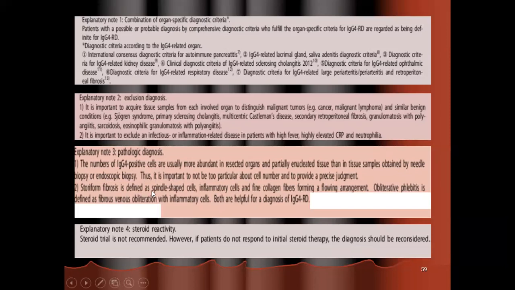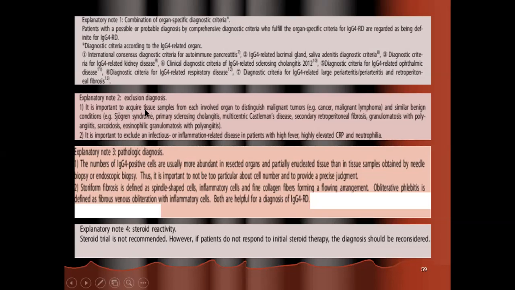Storiform fibrosis اللي هي بتعرف على انها spindle shaped cells, inflammatory cells and fine collagen fibers forming a flowing arrangement زي الحصيرة زي ما قلنا، أو obliterative phlebitis is defined as fibrous venous obliteration with inflammatory cells. Both are helpful for diagnosis. يعني لو لقيت الاثنين الكاركتيريا التانيين ما تقفش قوي عند قصة ال IgG4 positive cells أكتر من 40%. ده من ناحية الباثولوجي.